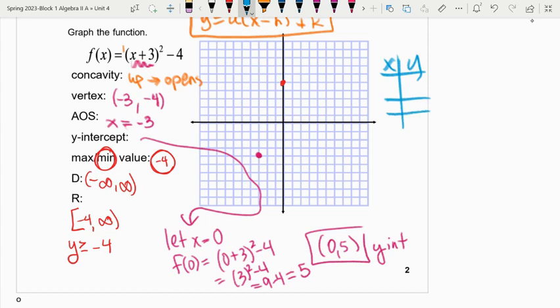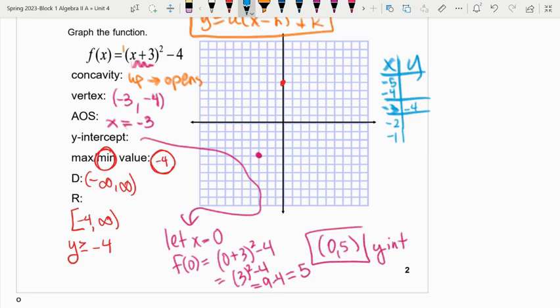So let's make an xy chart, get some values for our parabola. My vertex is at (negative 3, negative 4). So I'm going to go negative 3 minus 1 is negative 4. Negative 3 minus 2 is negative 5. Negative 3 plus 1 is negative 2. Negative 3 plus 2 is negative 1. Which means I'm going below that 2 and above it 2.